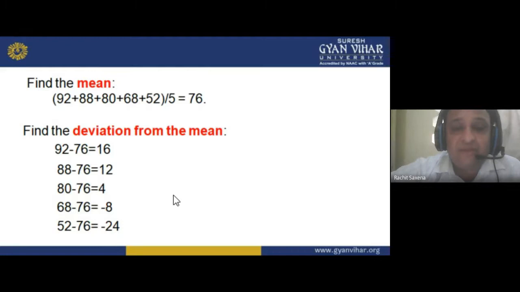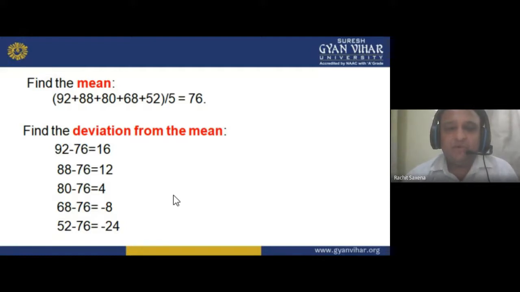And divide by 5. So 380 divided by 5, we're getting 76. So the mean is 76. The average value is 76. So mean value is what? That is your average value basically. Mean value is always called the average value.